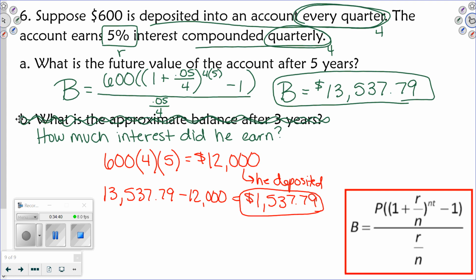Yes, for our class, yes, it will be the same. But it will also specifically tell you what it is compounded. It will tell you.